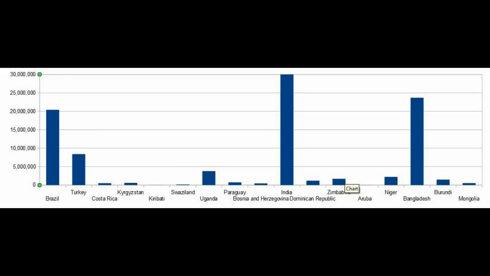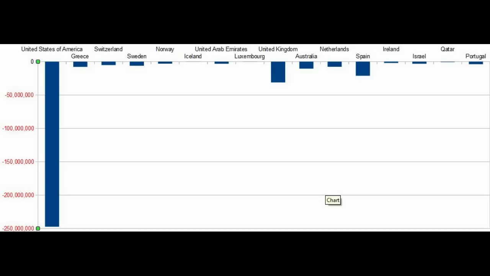So you've got Brazil, Turkey, Costa Rica, Kyrgyzstan, can't read that one, Kiribati, Swaziland, Uganda, Paraguay, Bosnia Herzegovina, India, Dominican Republic, Zimbabwe, Aruba, Nigeria, Bangladesh, Burundi, and Mongolia. Again, this is based on percentage gains. I think Brazil was about 13%. Their 2025 projected population is about 13% over their current population. So they were first.